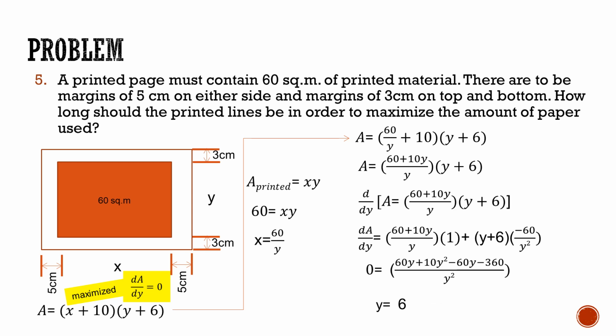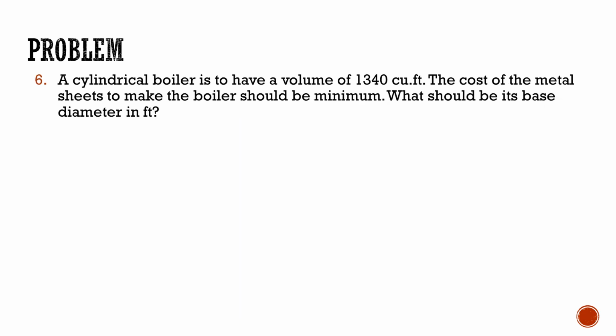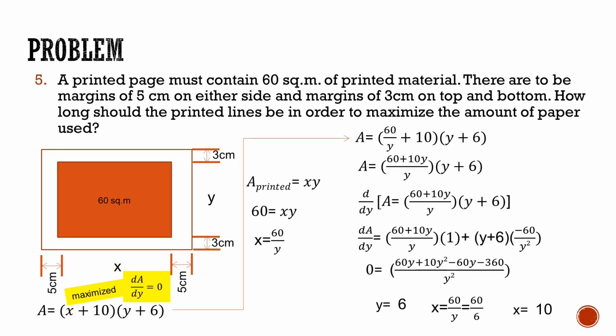So, kung alam natin yung y is equal to 6, ang relationship ng x to y is 60 all over y, wherein 60 all over 6 is actually x is equal to 10. So, ganun lang. We have found the unknown x is equal to 10 and y is equal to 6.